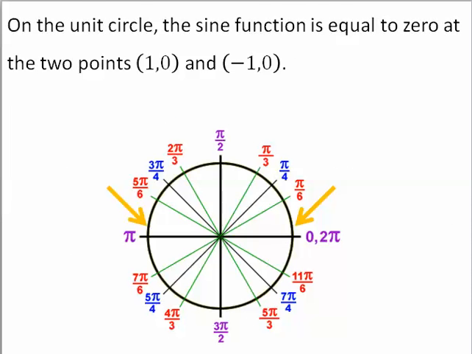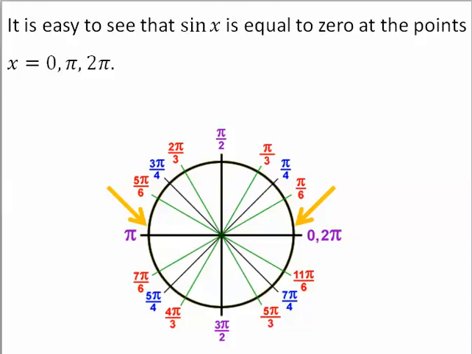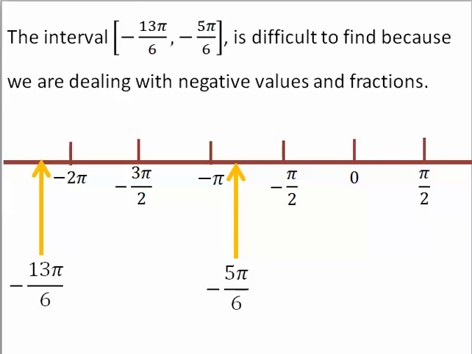On the unit circle, the sine function is equal to 0 at the 2 points (1, 0) and (negative 1, 0). And looking at the picture, I can tell very quickly that sine is equal to 0 when x is equal to 0, pi, and 2 pi. Unfortunately, those values don't help me. I'm looking for negative values.